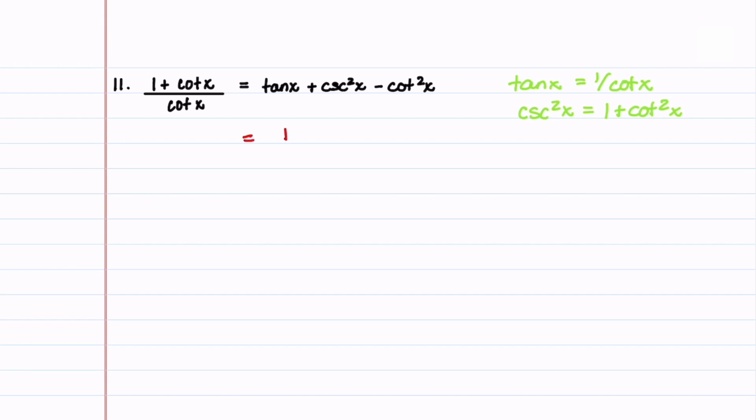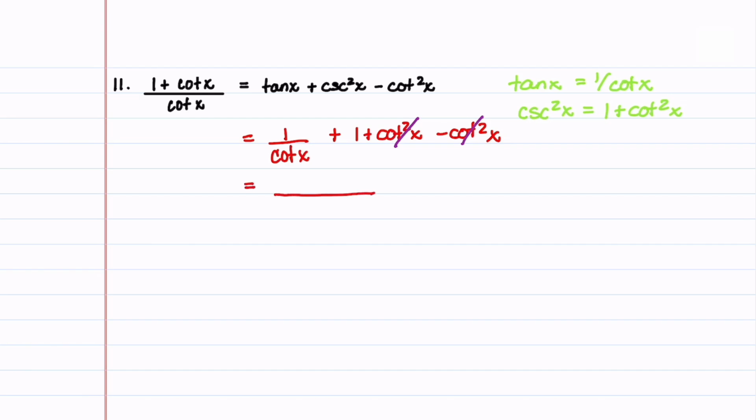So tangent is 1 divided by cotangent x. And instead of adding cosecant squared, we're going to add 1 plus cotangent squared x. And then we subtract cotangent squared x. So these two terms cancel. Let's now notice that our left-hand side has one term. So let's get a common denominator on our right-hand side so it can also have one term.